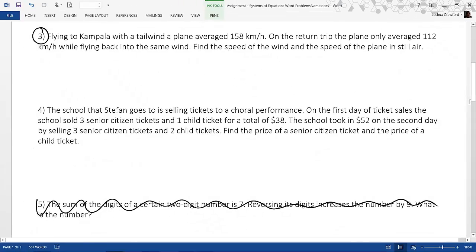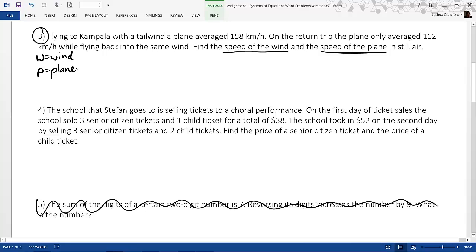Okay, next, number 3. Flying to Kampala, or wherever that is, with a tailwind, a plane averages 158 kilometers per hour. On the return trip, the plane only averaged 112 kilometers per hour while flying back into the same wind. Find the speed of the wind and the speed of the plane in still air. So the two things we're trying to find are the speed of the wind and the speed of the plane. So the two variables we're going to use are W for wind and P for plane.